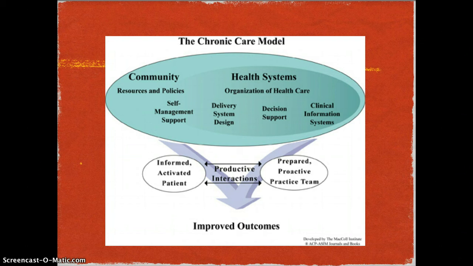You can see them here in the top blue portion. The 6 components that are necessary to make these changes include self-management support, decision support, delivery system design, clinical information systems, healthcare organization, and community resources.